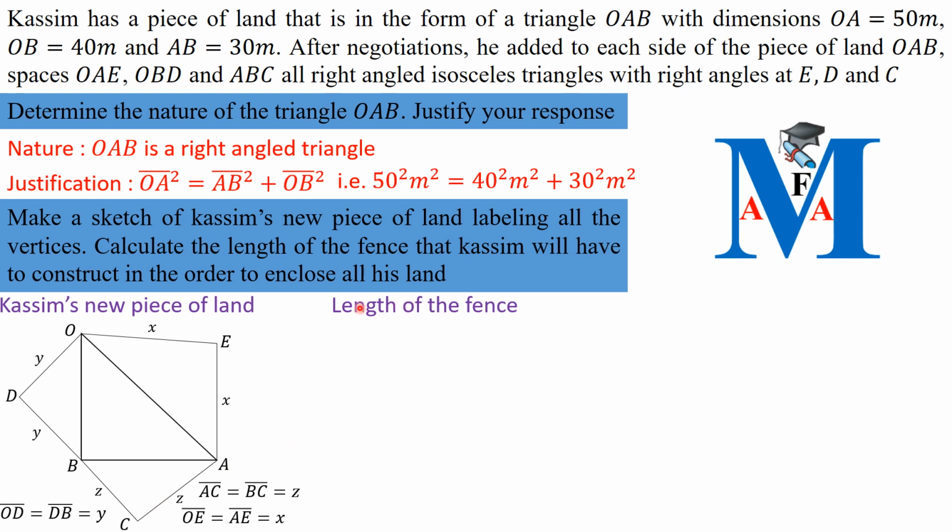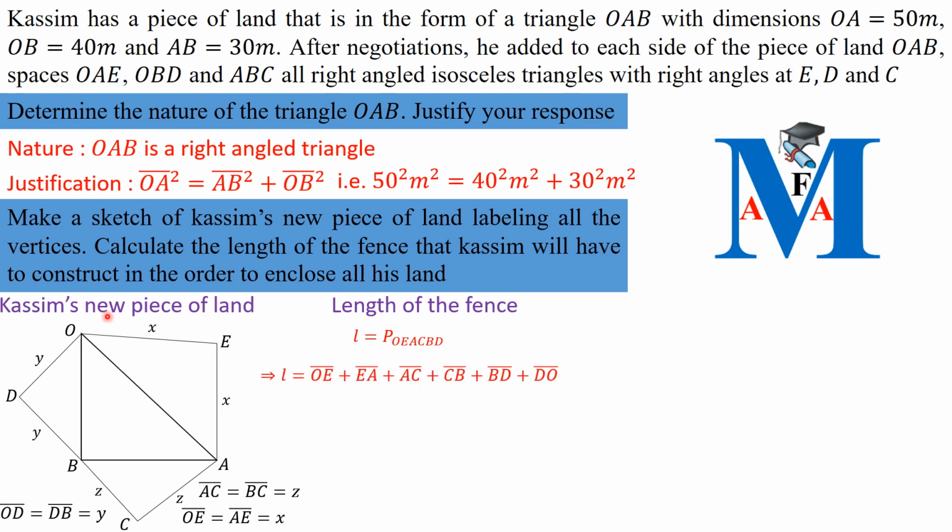Now, the second part of the question is asking us to find the length of the fence that Kasim will have to construct in order to enclose all his land. So the length of the fence that he will construct in order to enclose all his land is simply the perimeter of the figure that we see. So the length is equal to the perimeter of the figure O, E, A, C, D, B, D, B and D. So the length of the fence is simply the perimeter of that figure, and we know the perimeter of the figure is the sum of the sides.